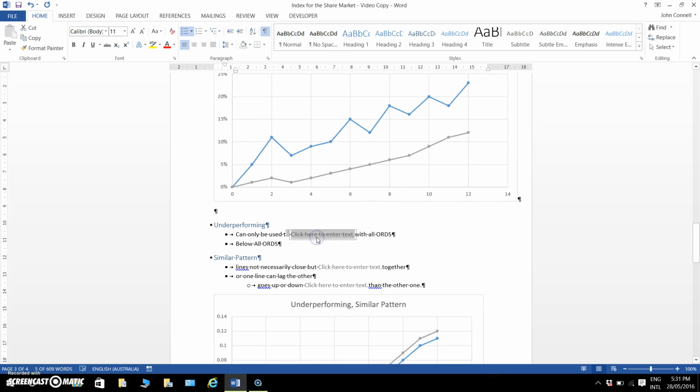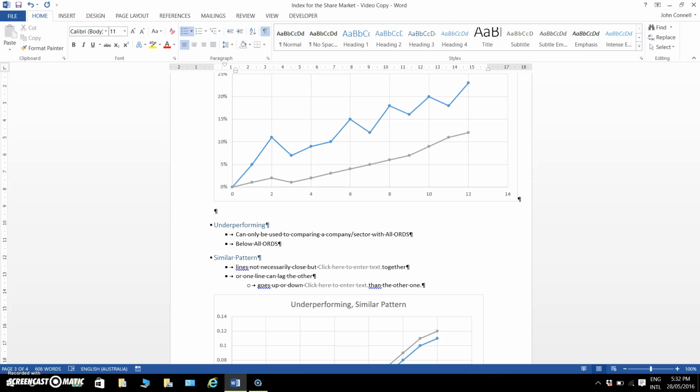Now if we use the word underperforming, that can only be used when we're comparing a company or a sector. The reason underperforming can only be used with a company or sector is that underperforming means it's not doing as well as the entire Australian market. And so it's not valid to talk about other international indexes as underperforming with the All Ords because they're not part of the All Ords. They're on an entirely different market.